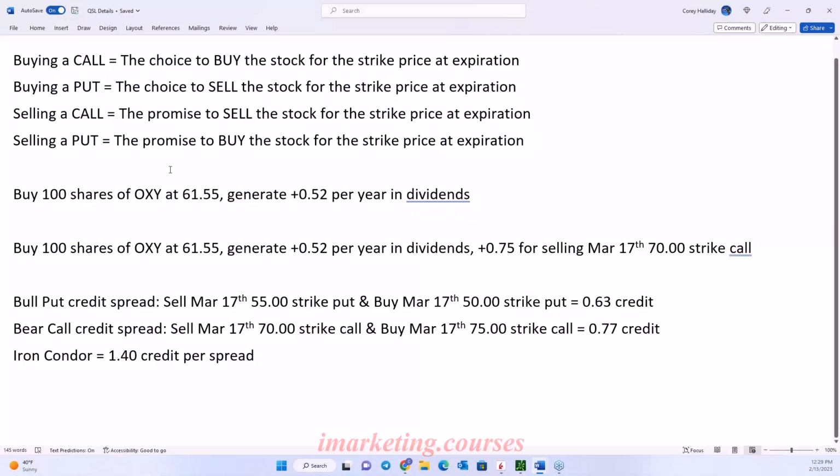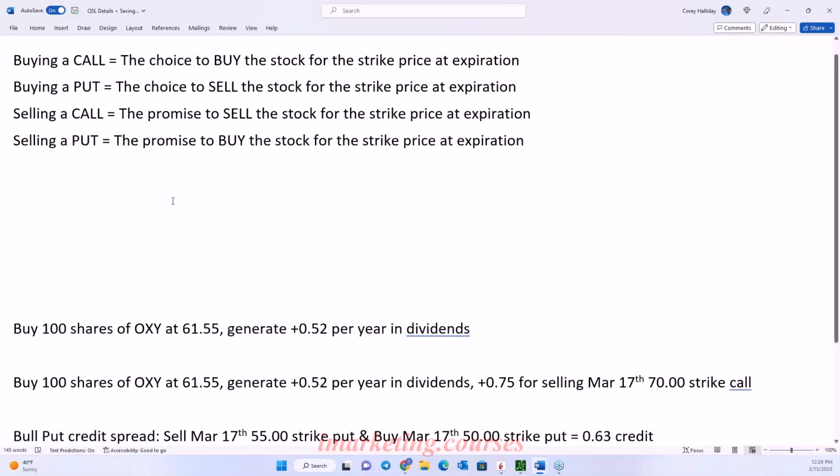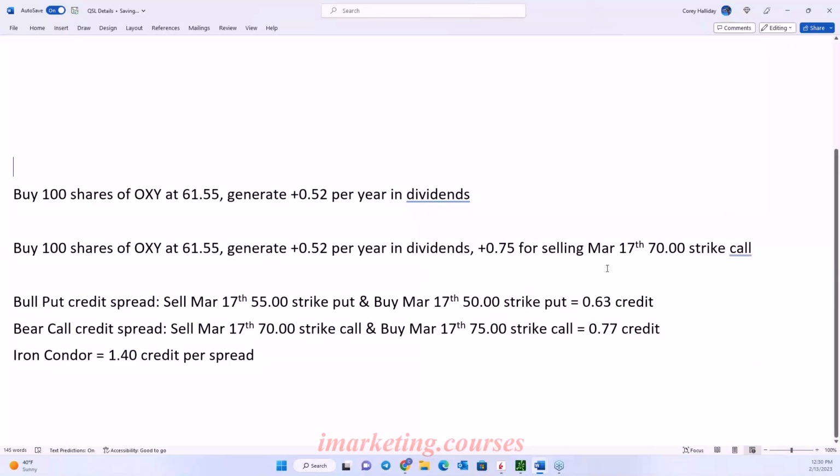Yeah, so let's separate these a bit, and here's kind of a review of what we've talked about to this point, right? We started off with an example of you could buy a stock and generate some dividends, and that's about 52 cents of income per share per year. You could buy some stock and get dividends and maybe sell some covered calls, and we showed an example of just a 1-month premium, and you could do that potentially 10, 12 more times throughout the year and really increase that cash flow.